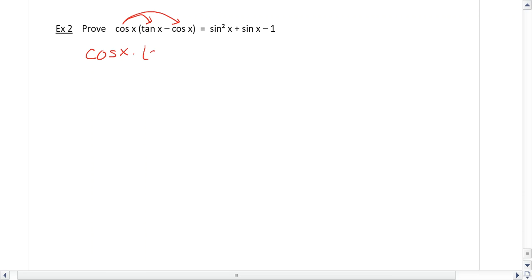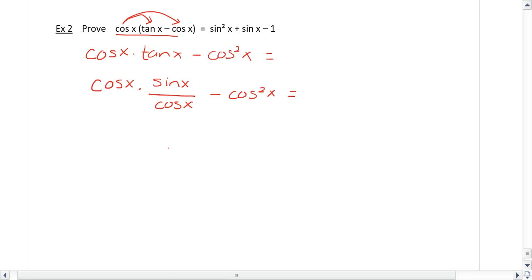So cosine x times tan x minus cosine squared x. I'm just going to keep working with this side and see if I can get it to look like the side on the right. Now I have these in cosine, and I want to do the substitution for tangent. Tangent is sine over cosine. And then doing some canceling here, the cosines cancel. So I have sine x minus cosine squared x.